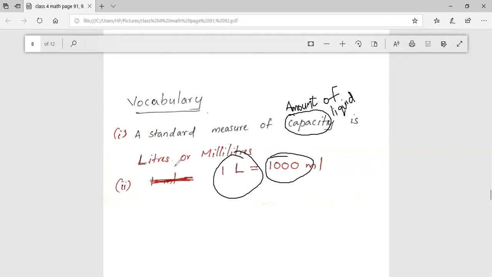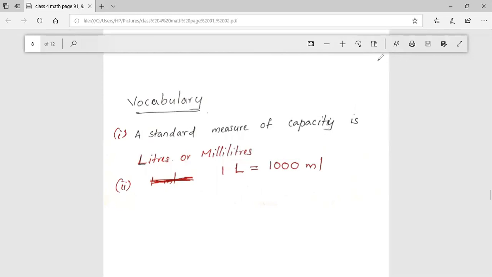This is very important. The standard measure of capacity is actually liter. We are using liter, and sometimes we are using milliliter. Also, the standard measure is liter. 1 liter means 1,000 milliliters. Okay. Next one.